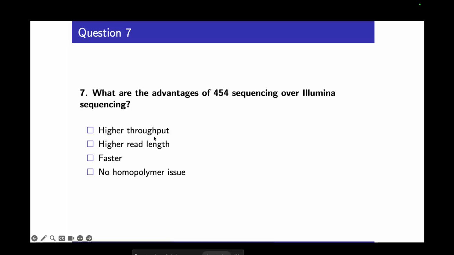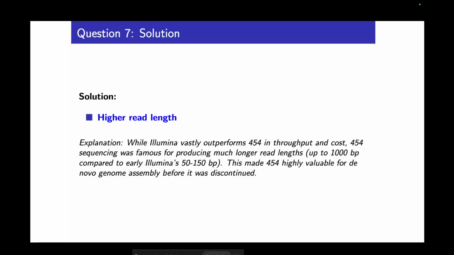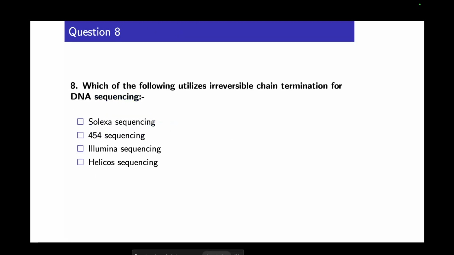Throughput is higher for Illumina. Illumina is faster and basically 454 has more homopolymer issues than Illumina. Illumina actually is one of the best for homopolymer regions. Yeah, but 454 is not, so definitely. Okay, moving on.